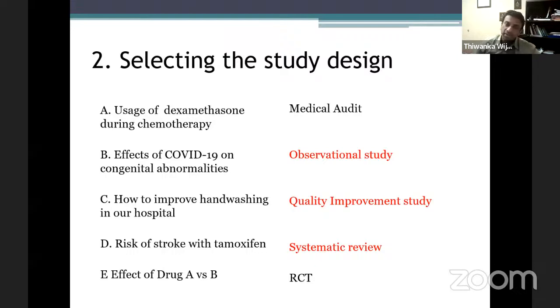Systematic reviews are something that I really, really advocate for. I probably spend 60% of my time doing systematic reviews. If anyone is interested, do reach out to me. I'm more than happy to talk more about it.